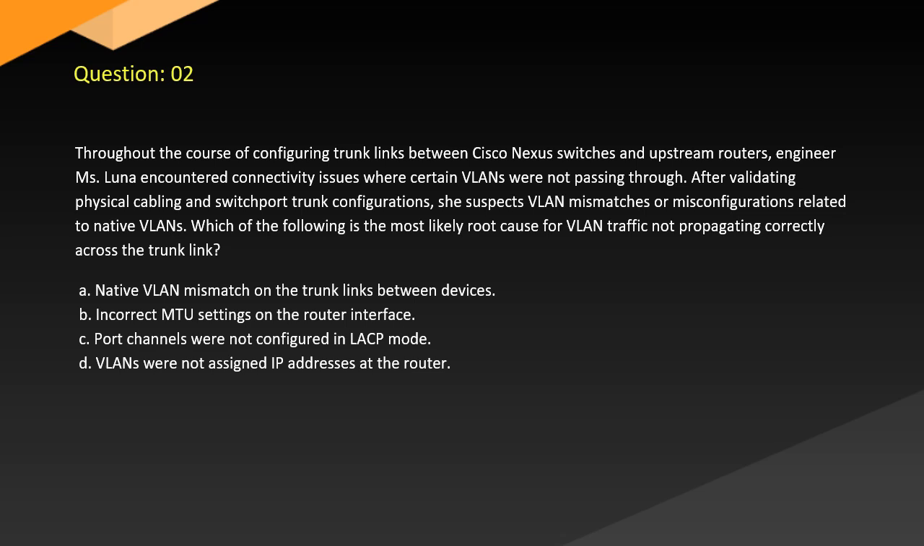Question 2. Throughout the course of configuring trunk links between Cisco Nexus switches and upstream routers, engineer Luna encountered connectivity issues where certain VLANs were not passing through. After validating physical cabling and switch port trunk configurations, she suspects VLAN mismatches or misconfigurations related to native VLANs. Which of the following is the most likely root cause for VLAN traffic not propagating correctly across the trunk link?